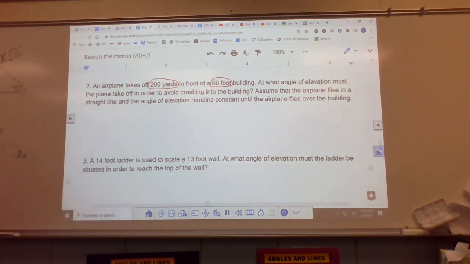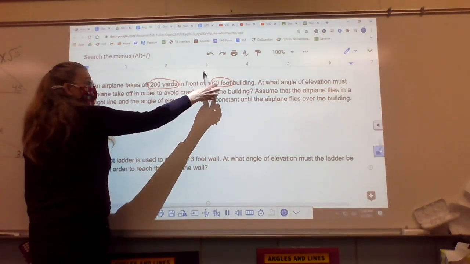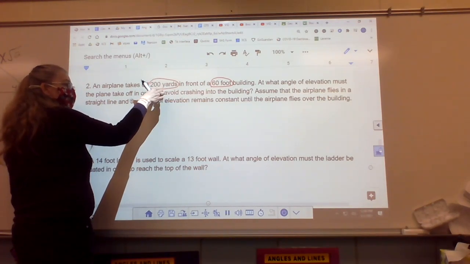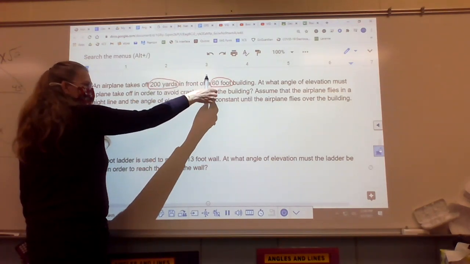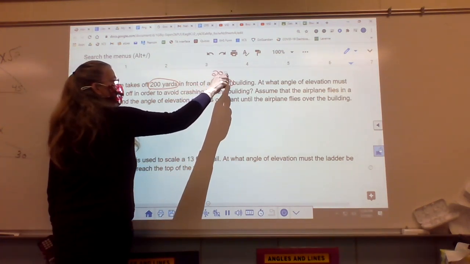Well, we have a problem there. What's the problem? Yards and feet. And I don't want to have yards and feet, so I have to change them both to the same thing. So you have a choice. You can either divide this by 3 to make it yards, or you can multiply this by 3 to make it feet. I'm going to divide this by 3 just to make it smaller numbers, so we end up with 20 yards.